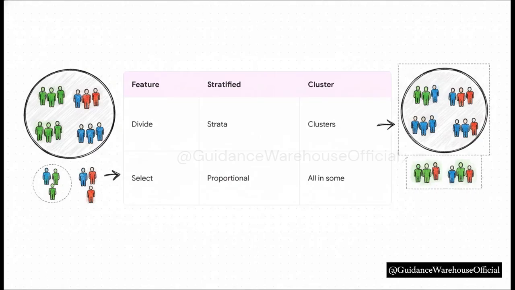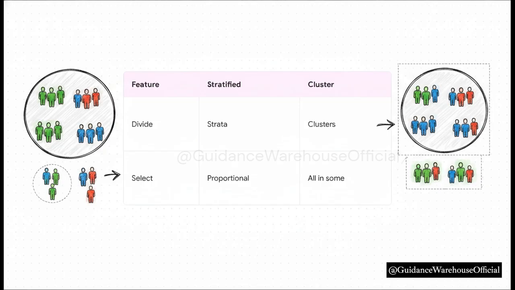Now pay really close attention to this next distinction, because this is where people constantly get mixed up. What exactly is the difference between a stratified sample and a cluster sample? Well, in a stratified sample, you divide the population into groups, let's say by college department. Then you take a proportionate random sample from every single department. You get a little bit of everyone.